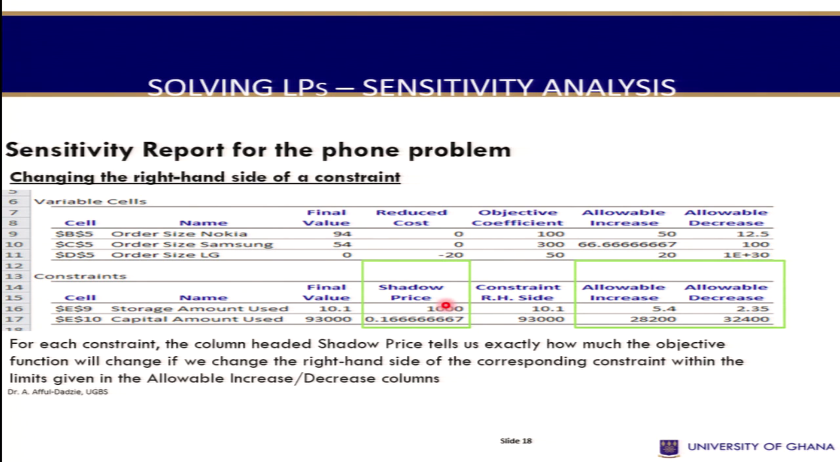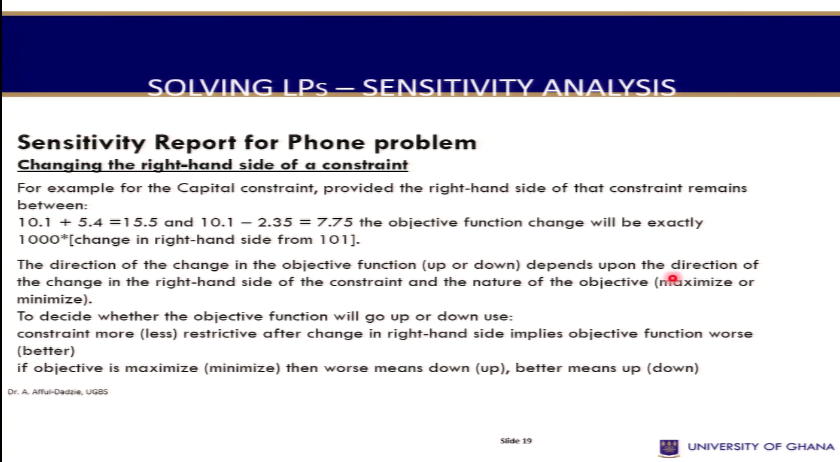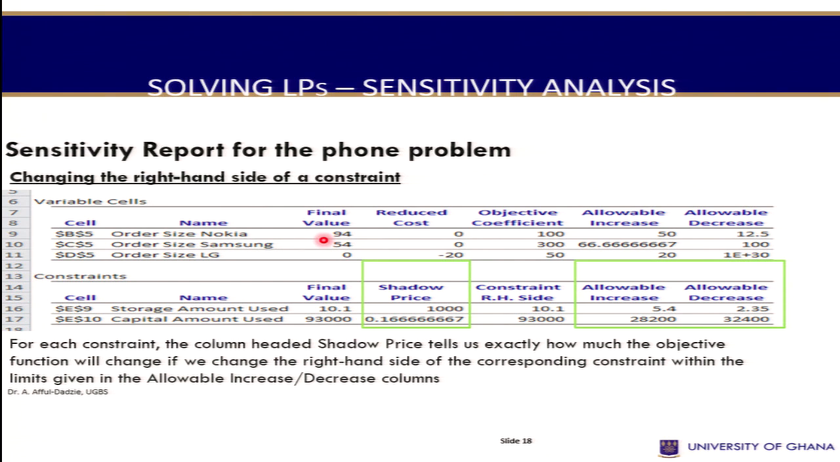And the direction of change in the objective function depends on the direction of change in the right-hand side of the constraint and the nature of the objective, that is, either we are maximizing or we are minimizing. So by summary, we are saying that the final values within this sensitivity report are the ones that you need to produce to optimize or maximize your profit.